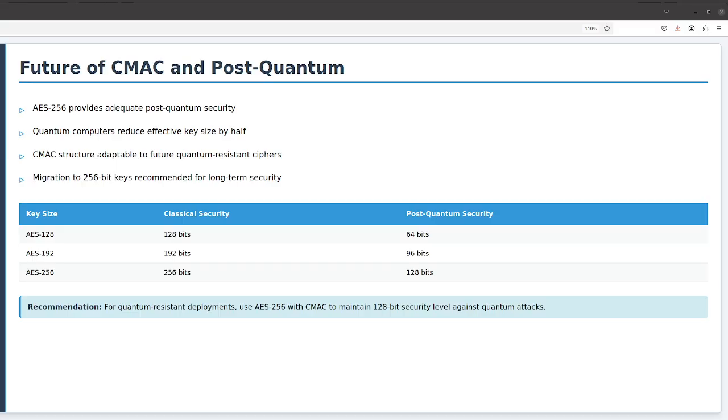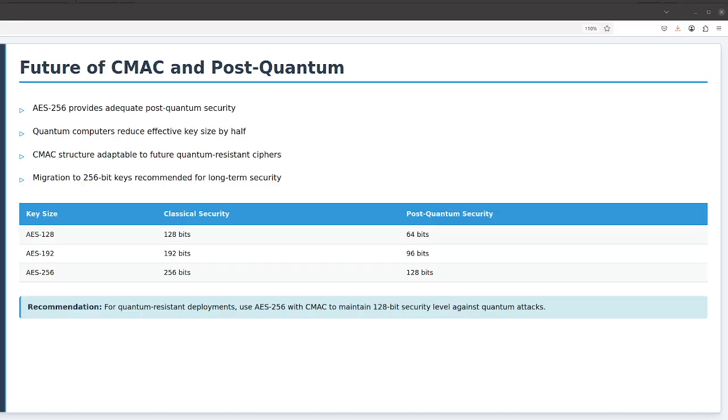Hardware acceleration will continue to evolve as new processor architectures emerge, including potentially quantum-resistant cryptographic accelerators. CMAC implementations can leverage these. Cloud providers are already investing in custom silicon for cryptographic operations, and this trend will likely continue. Standardization efforts will need to address post-quantum security explicitly.